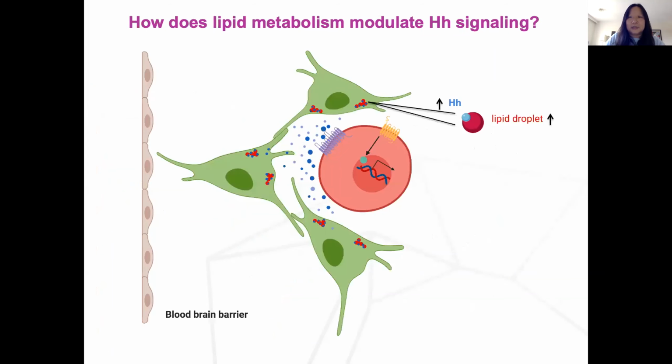So far what I've told you is that in the glia niche, you've got hedgehog ligands, and they're closely associated with lipid droplets. And upon glia FGF activation, you've got an increase of both of these. And activation of hedgehog signaling via increased hedgehog ligand causes neural stem cells to slow down its proliferation.